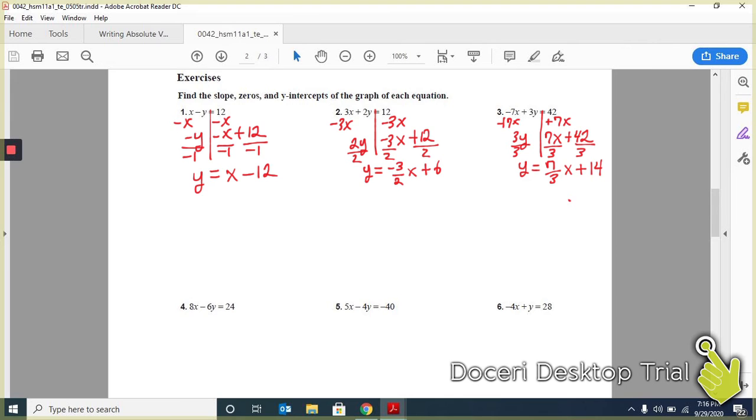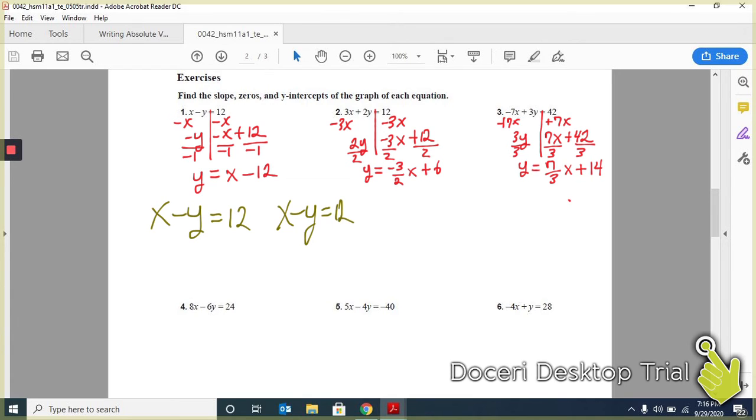Okay, so now I'm going to do the x and y intercepts and the slope. First of all, slope. Let me do it this way. So if I have x minus y is equal to 12.